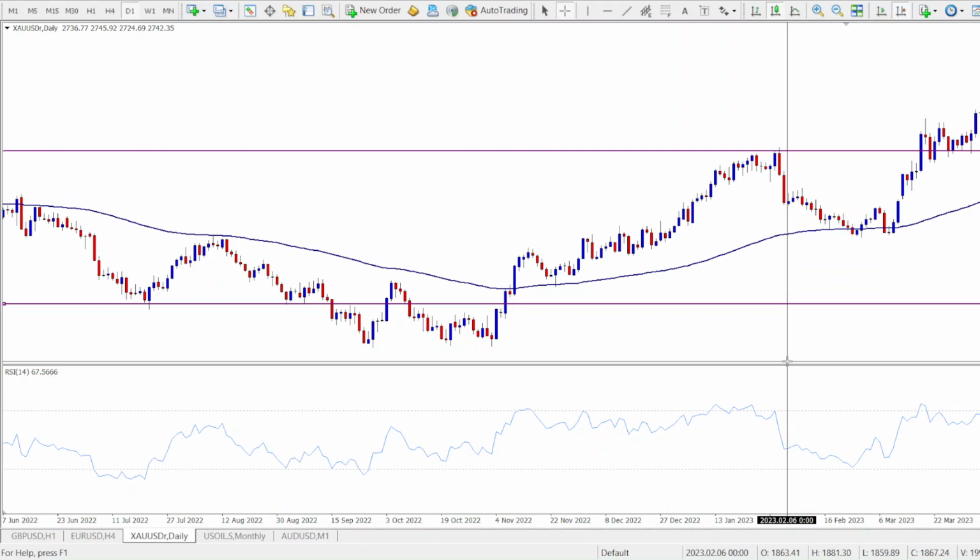That is how the 100 moving average works. When price is trading above it, it's a bullish trend. When price is trading below it, it's a bearish trend. When you have a price cut above the moving average, it is a buy signal. When you have a price cut below the moving average, it is a sell signal. And then it's important to watch out for candlestick patterns and also use other indicators such as the RSI for additional confirmation.